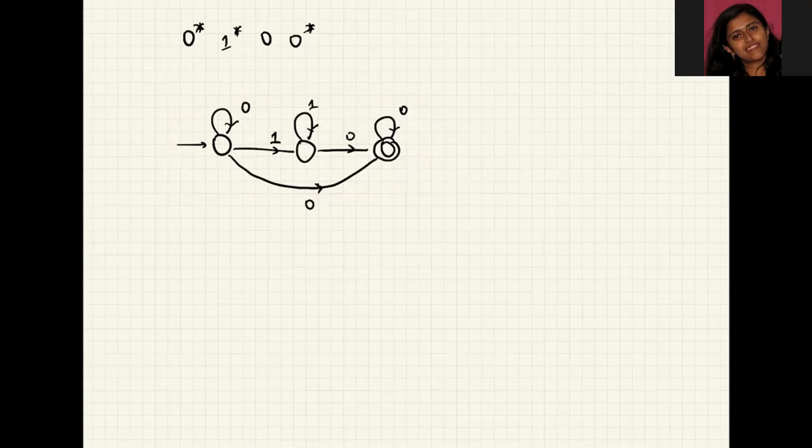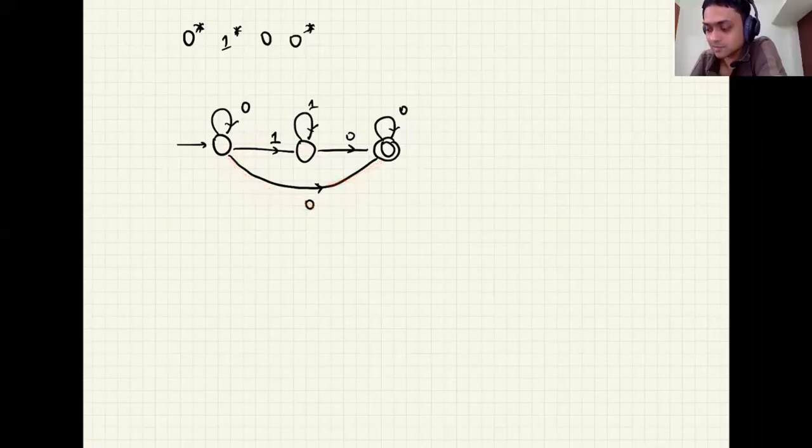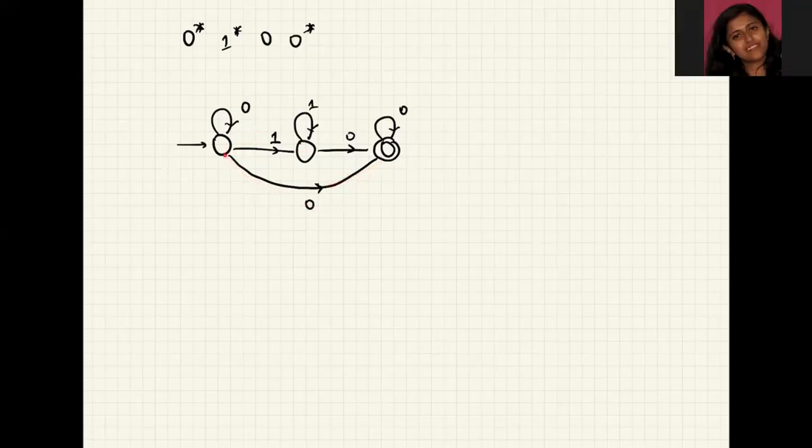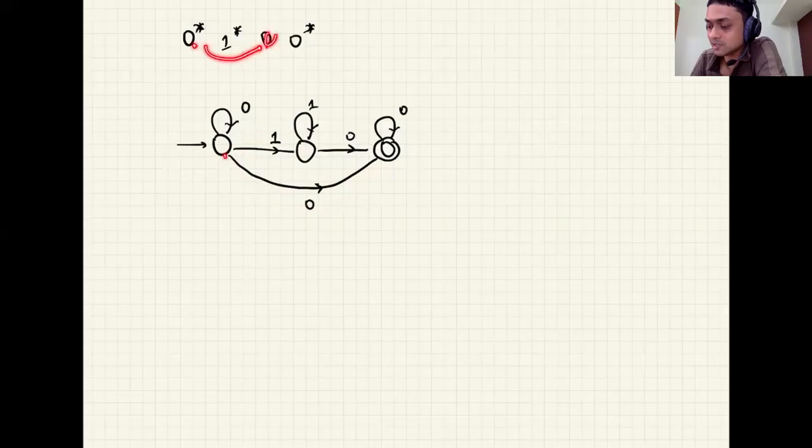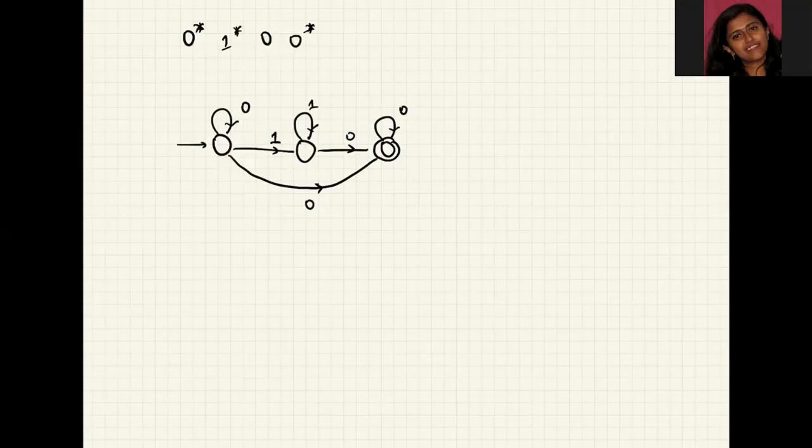Sir, will there be any transition from the first to second only on 0? No, from here to here? Yes, sir. Because if the 1 star is epsilon, for that case, that is why I added this thing. Oh, okay, got it. So from here, I just went to this. I just did this and jumped to this part. Actually, I added both.